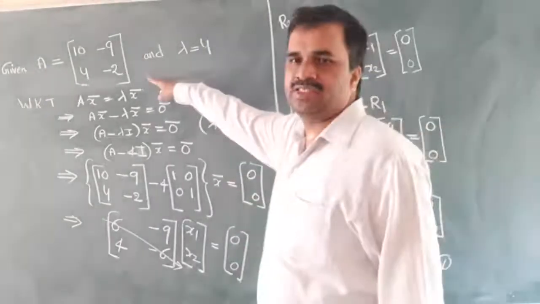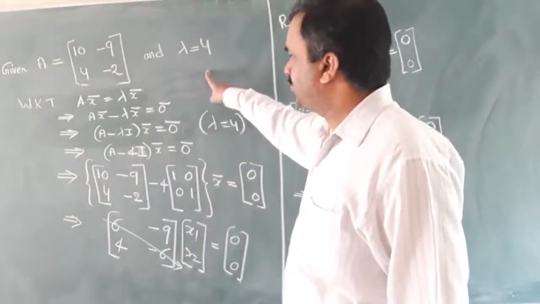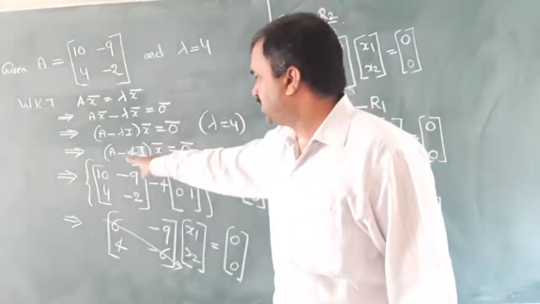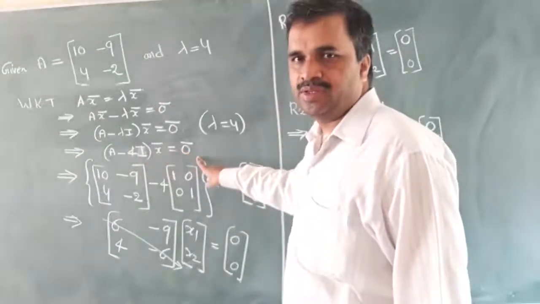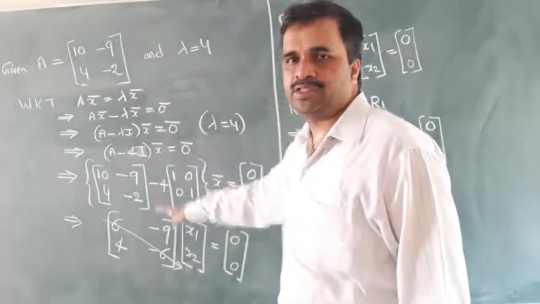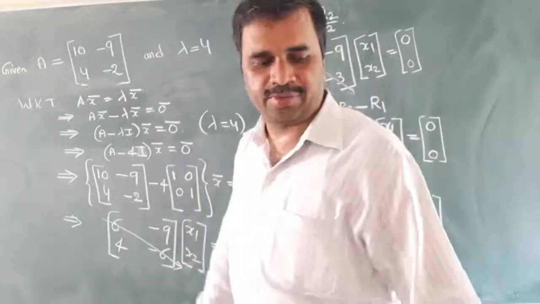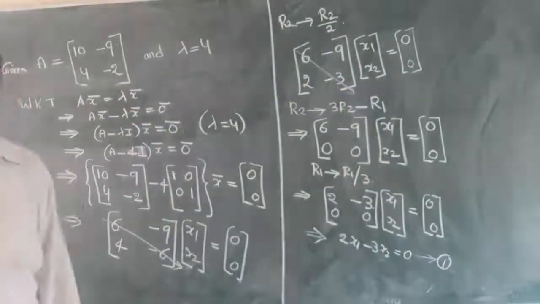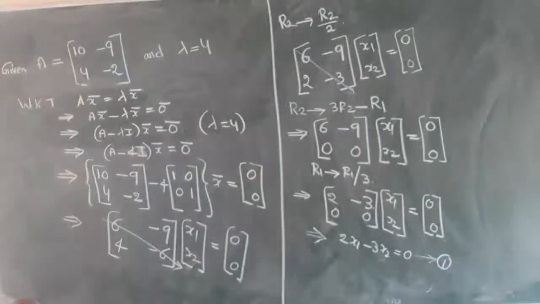A is already given, lambda equal to 4, A minus lambda I x bar equal to 0. The lambda value is 4. I simplified it and solved by echelon form, so that I got a single equation of two variables. Now continue.